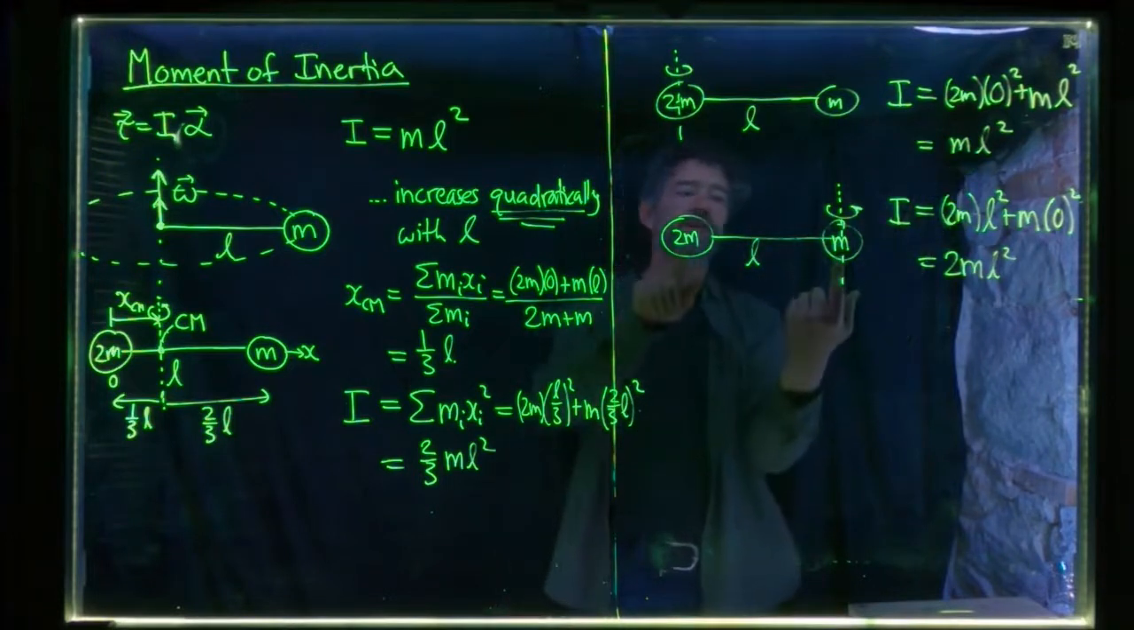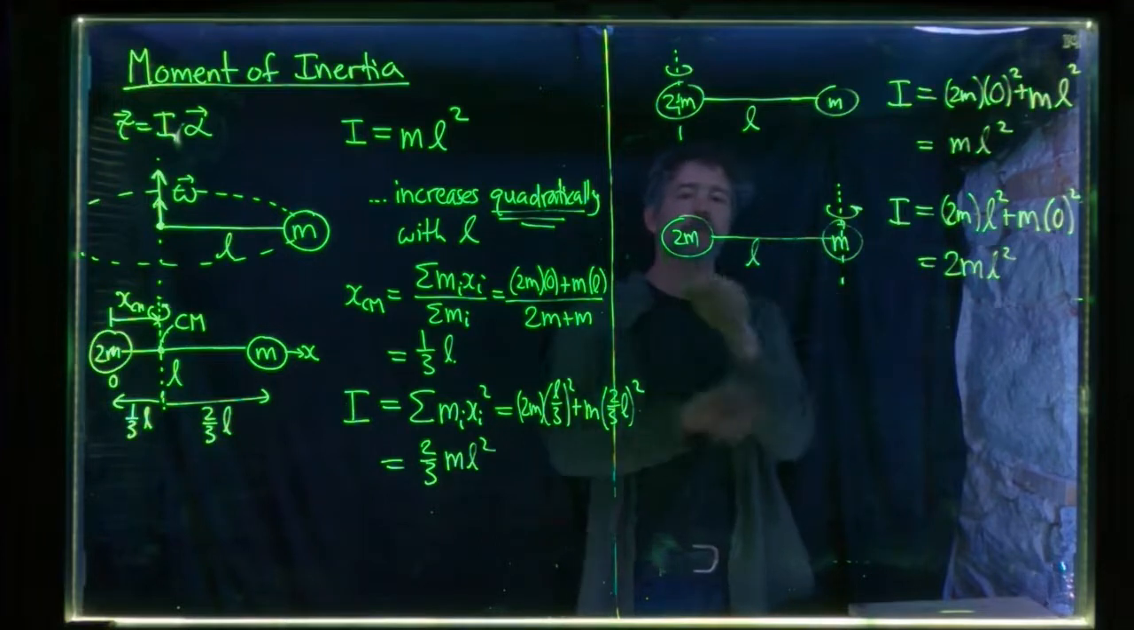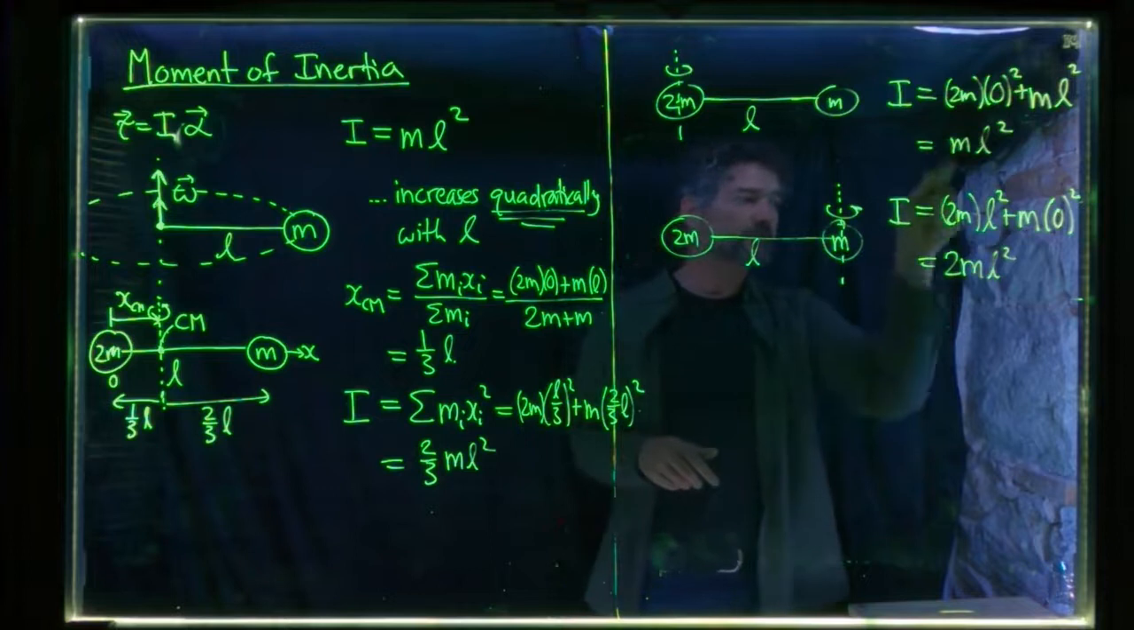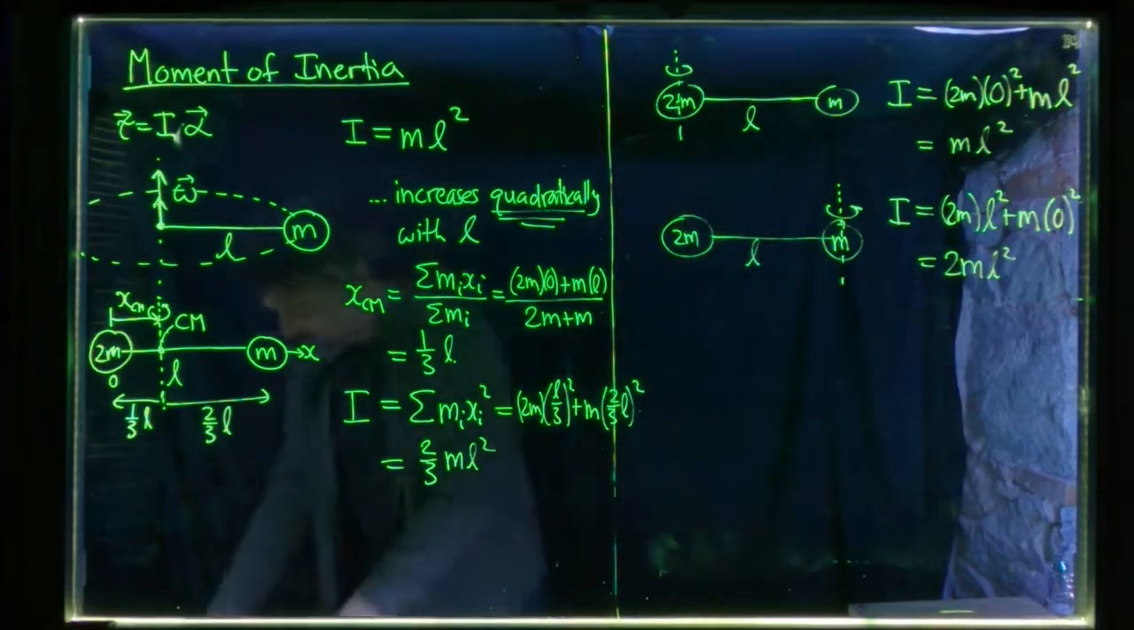But now all we've done is exactly the same situation, except we've replaced basically an m with a 2m, and so we should get exactly twice the number. Okay, so that should be clear.